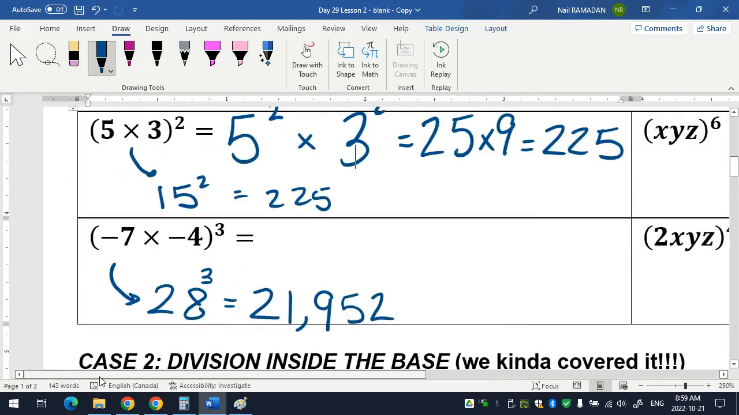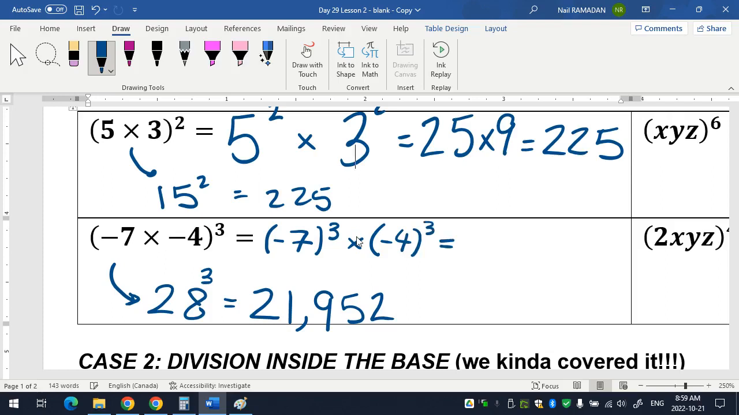What would be the other way to do this? Come on. Today's way. What do we do? Yes. Minus 7 in a bracket to the power of 3 multiplied by minus 4 to the power of 3. Okay, question to you, everyone. What's minus times itself 3 times? Nice, minus. So all I have to get now is the 7 to the 3.